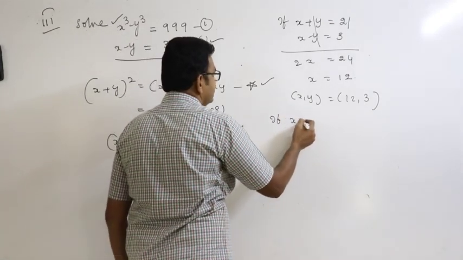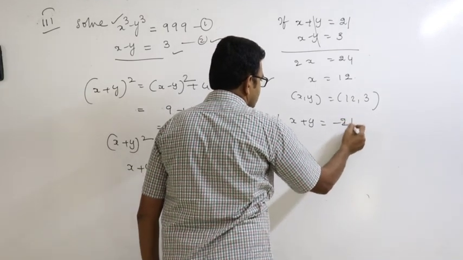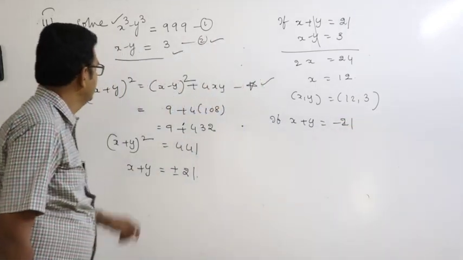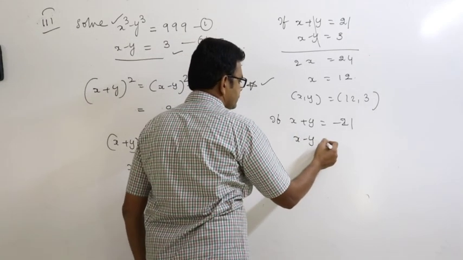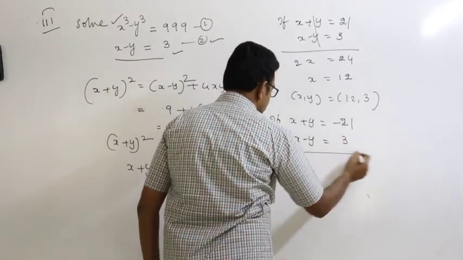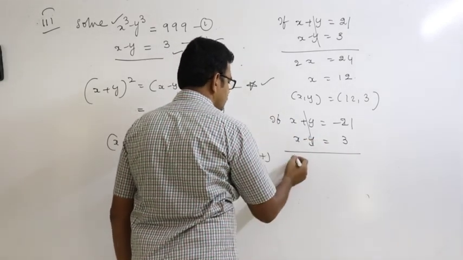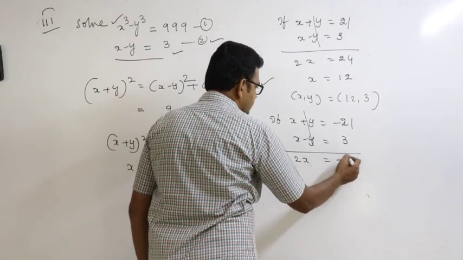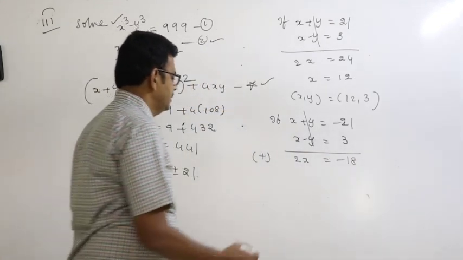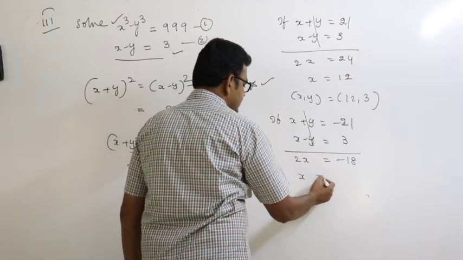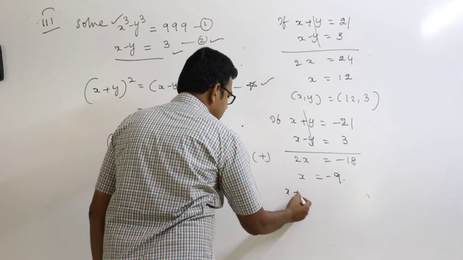Like if x plus y is equal to 21 and x minus y is equal to 3. So again, adding these two, the y terms get cancelled, 2x is equal to 18, x is equal to 18 by 2, that is 9.